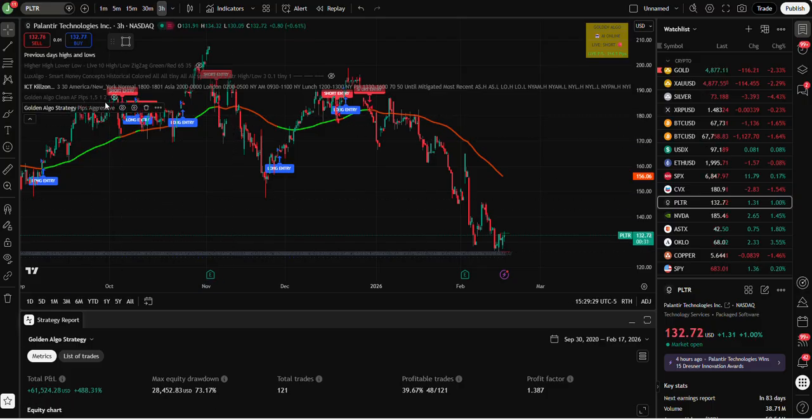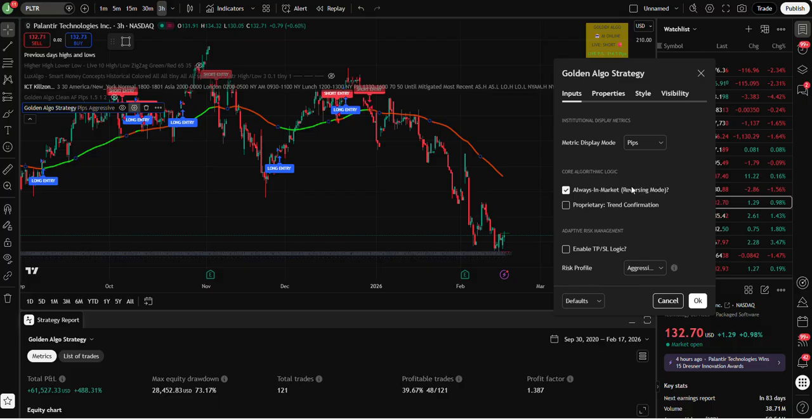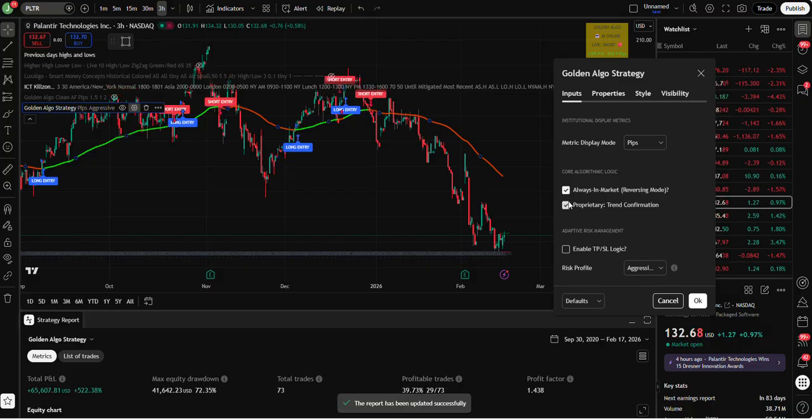Can you make that better if you blindly followed this, just doing what it's telling you to do? Let's see. So this is always in market reverse mode. If I change it and add this one as well, it keeps it even safer. It gets it up to 522%, and that's if you're only trading Palantir by itself.